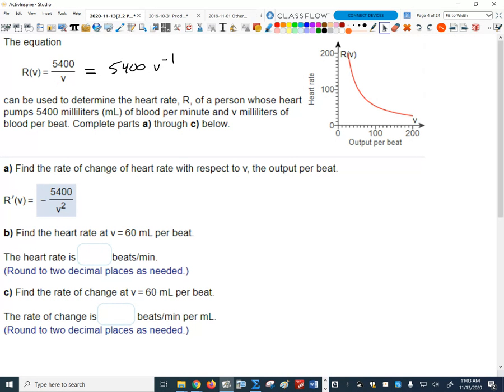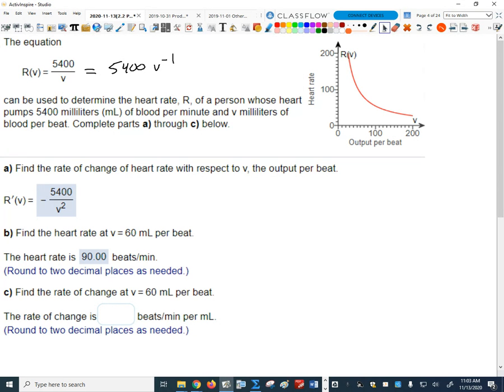Okay. So then what would I do? This is just a value of V, isn't it? Yeah, I just plug 60 into my function. So 5,400 divided by 60, that's just 90, right? So I should expect, based on this model, that a typical heart rate should be about 90 in that situation. Okay, what about part C?